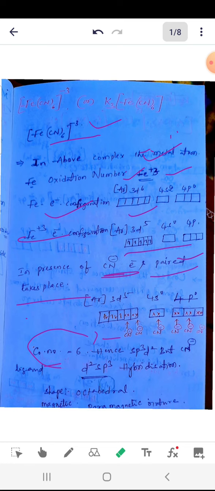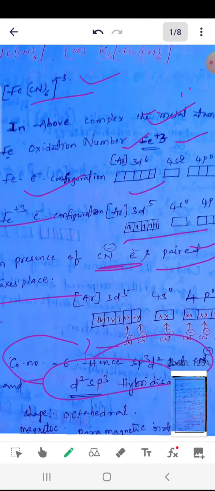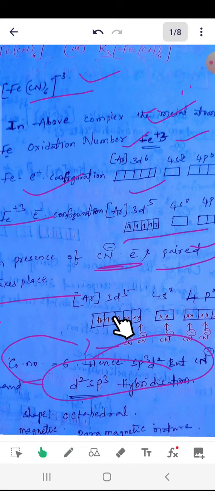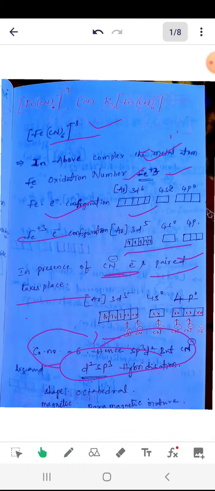d2sp3 hybridization. So you have to remember finally, d2sp3 hybridization. The shape of the complex is octahedral. The magnetic nature is based on the unpaired electrons. How many unpaired electrons do you have to observe here? Here 1 electron, so 1.73 Bohr magnetons. That point you also have to remember.